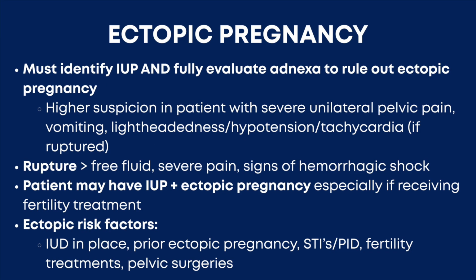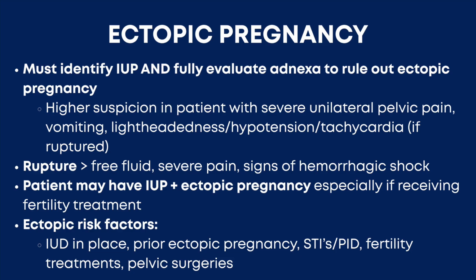As discussed before, one of the reasons for the transabdominal ultrasound in early pregnancy is to rule out an ectopic pregnancy. And to do this, even if one does identify an intrauterine pregnancy, it's still important to fully evaluate the adnexa to rule out an ectopic.